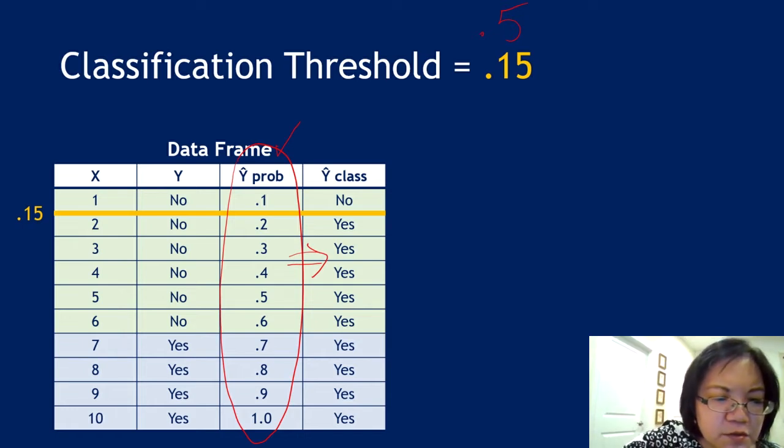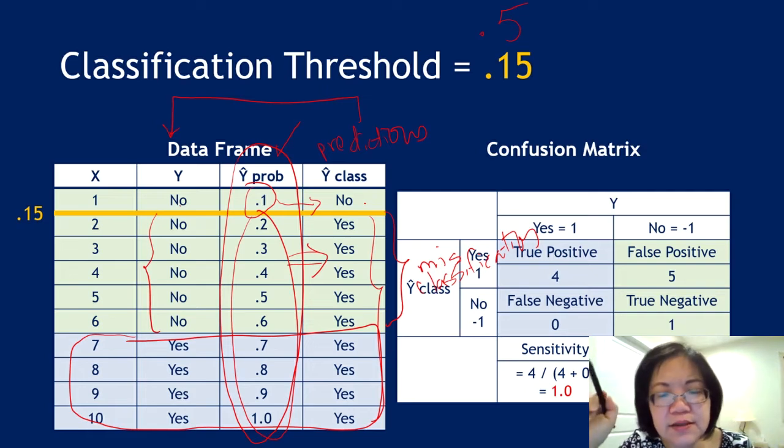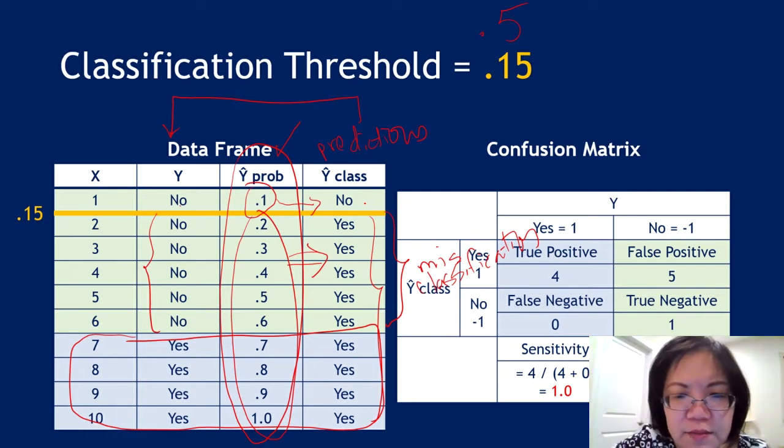These are correct, right? So the yeses that were correctly predicted as yeses. So we can summarize this performance.